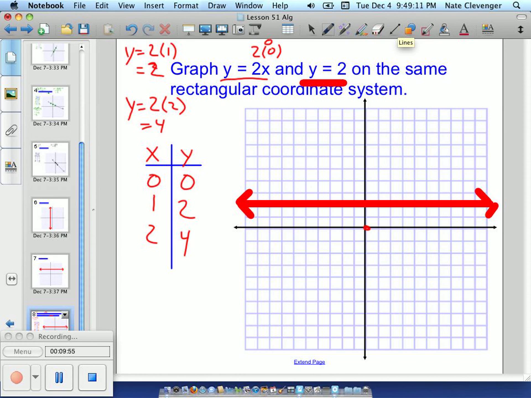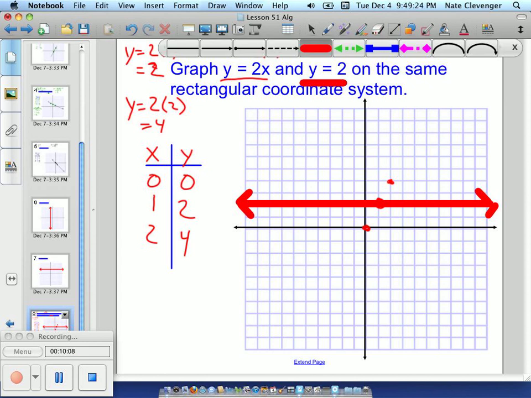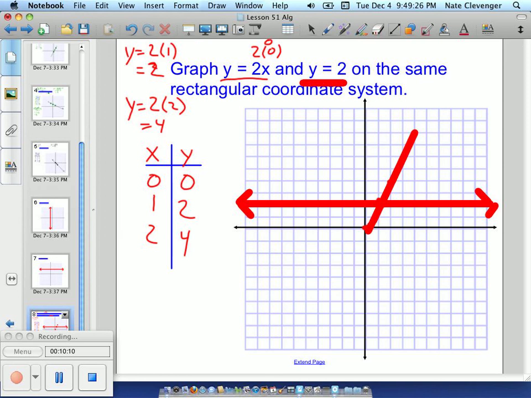So now plot those points, 0, 0, 1, 2. If you can see it, it's right there. And 2, 4. Again, those line up. So let me get my big red line here. And you can see that those two would intersect. And that intersection point right here is the ordered pair 1, 2.